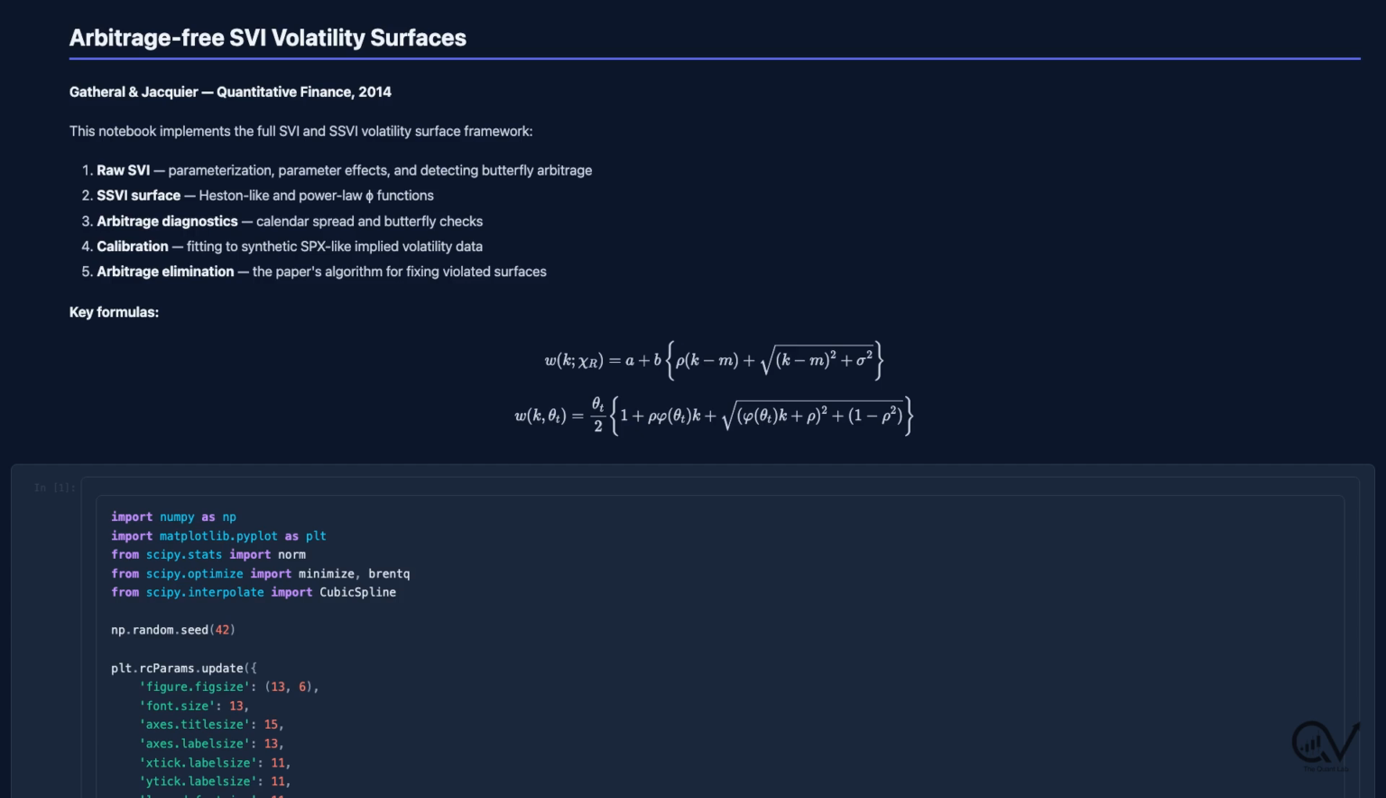In this notebook, we will build everything from scratch: the raw SVI smile, the SSVI surface with multiple phi functions, the arbitrage diagnostic functions from the paper, and the calibration routine with the crossness penalty. We will see the Vogt example, the pathological SVI smile from the paper, and watch the algorithm fix it in real time. Each piece of code follows directly from the paper's mathematics.